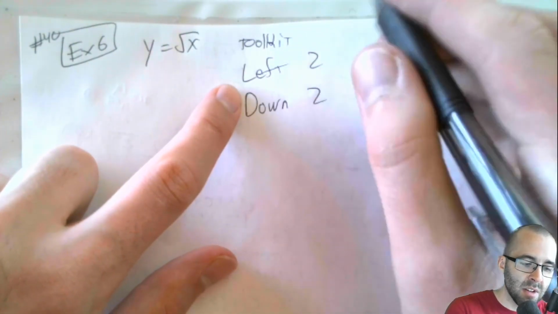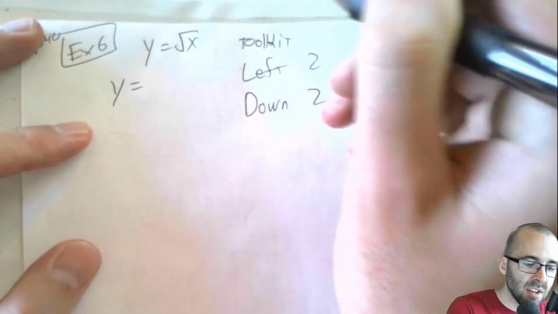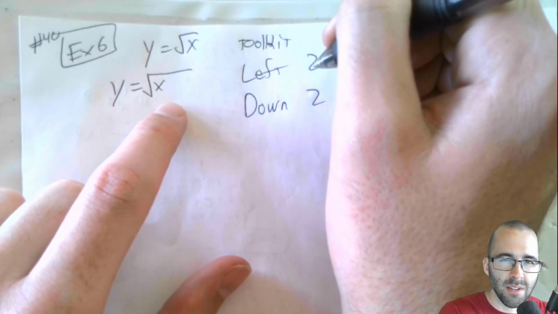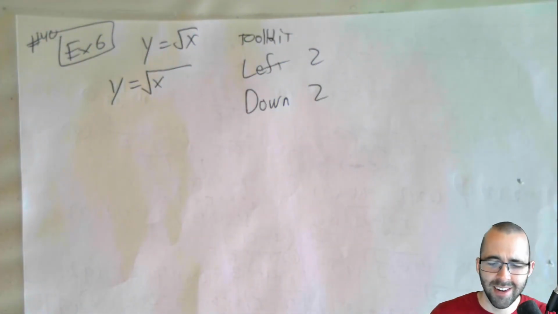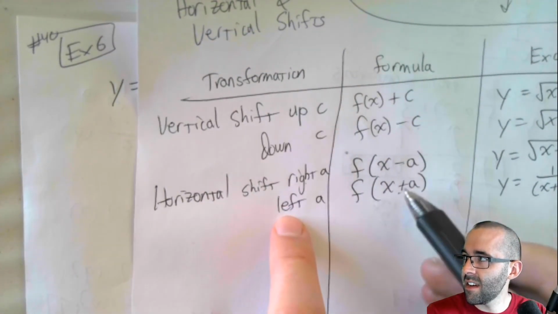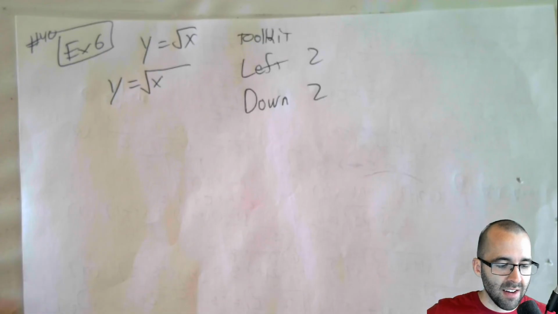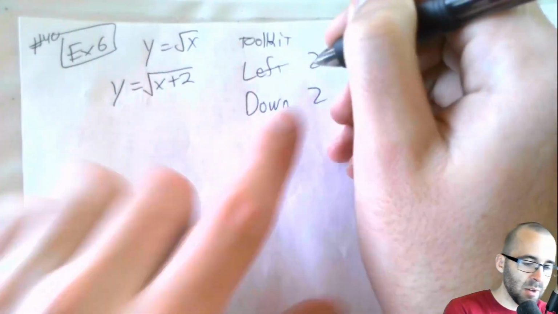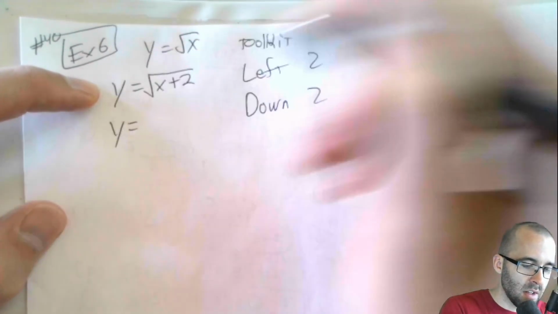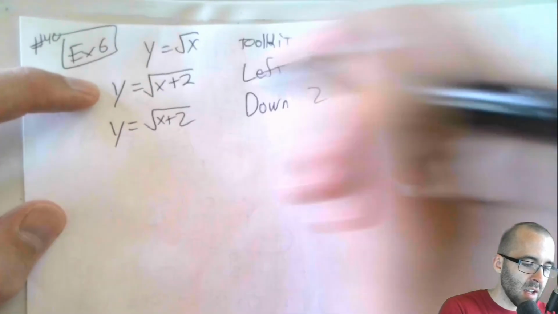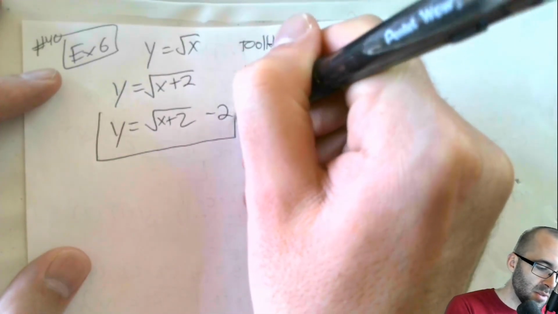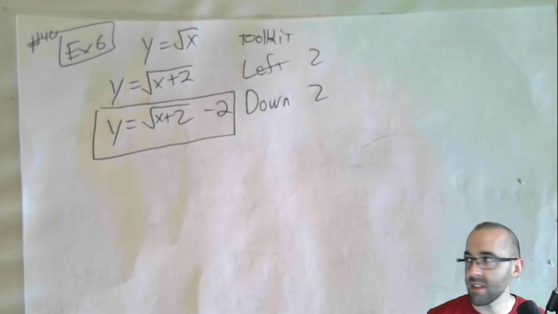Okay, so left 2. Left, remember, horizontal means on the inside. Is it a +2 or a -2? I don't remember. I'm lying. I do remember. But if I don't remember, what is left? Left is a plus. Okay, plus on the inside. All right. So it's going to be +2 on the inside. That is what happens when we move it left 2. And now we need to do the same thing, but now we have to make it down 2. That's going to be a -2 on the outside. And this right here is going to be our answer for number 40, or example 6.